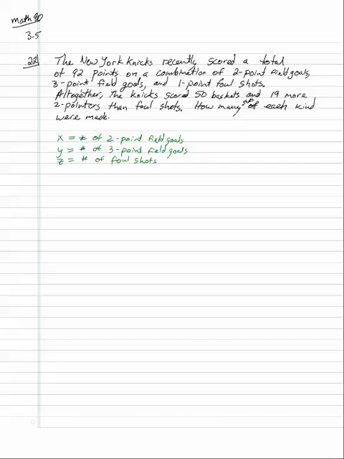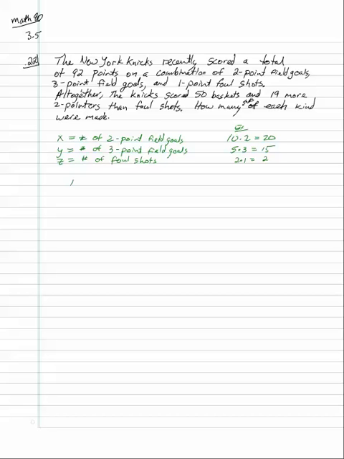So for points, if I scored 10 2-point goals, 10 times 2 is 20. If I made, say, 5 3-pointers, I would go 5 times 3, and that would be 15. And if I made 2 foul shots, that would be 2 points. And then to get a total, I would add up all 3 of these things. So that's where I'm going to get my first equation.